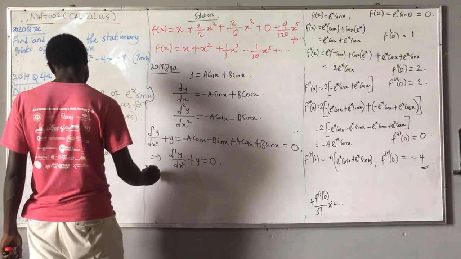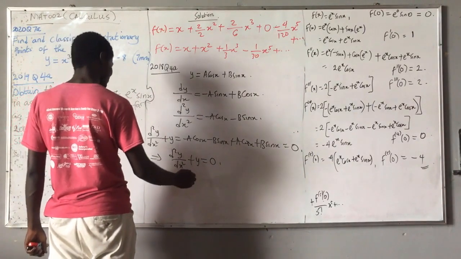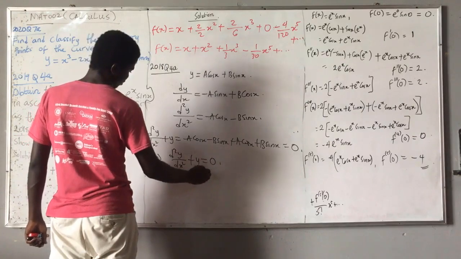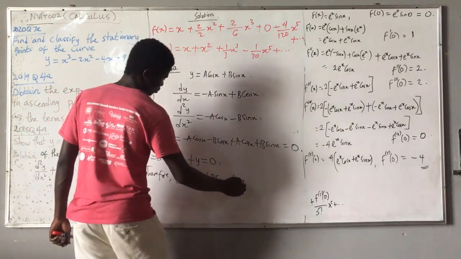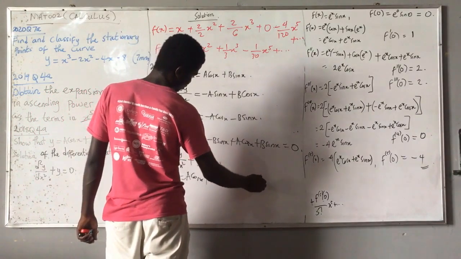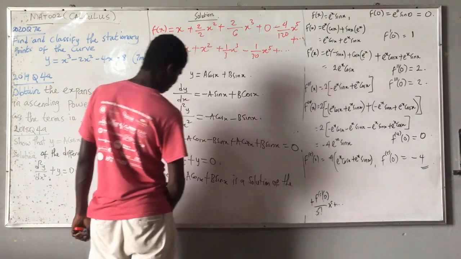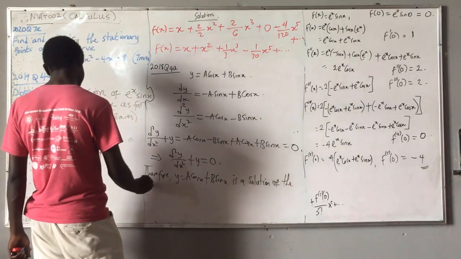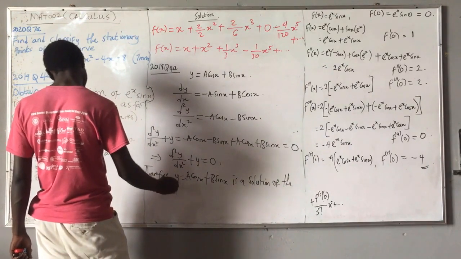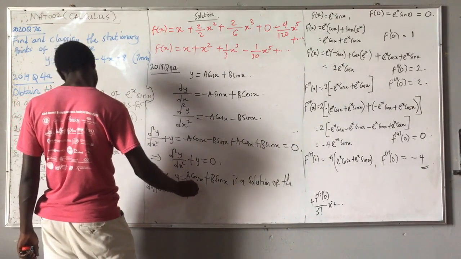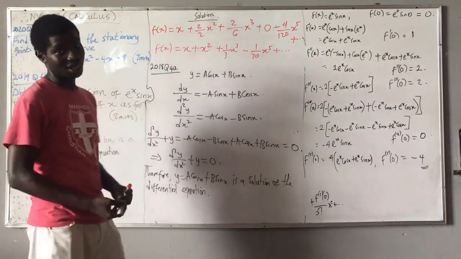So thus y is the solution of the differential equation. Therefore, y equals a cos s plus b sin s is the solution of the differential equation. And that's all.